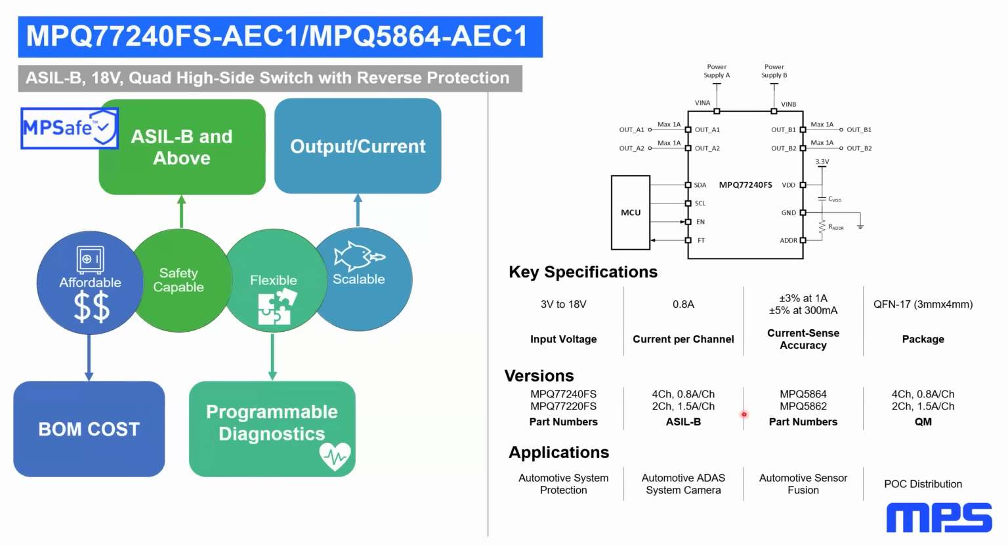And this product can support 800 milliamp per channel in the case of the 4 channels, or 1.5 amp per channel in the case of the 2 channels. The accuracy we are also talking about here is plus or minus 3% for 1 amp and plus or minus 5% for 300 milliamp. So it's quite accurate that we can find different use cases, let's say, in our product. Let's have a look at what is under the hood.